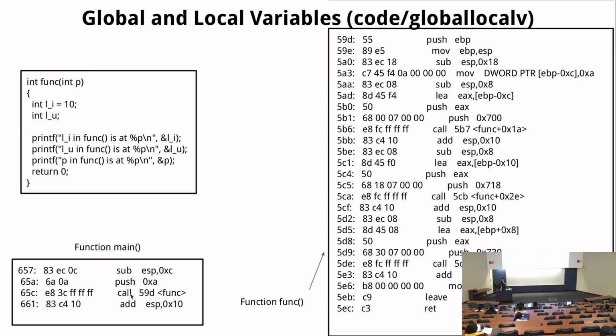After we make the function call using the call instruction, the control transfers to this function, which has these instructions. At the beginning we have push EBP, move ESP to EBP, then subtract 18 in hex, which is 24 bytes actually. Then we are moving this A to EBP minus C, so EBP minus C will be a local variable there.